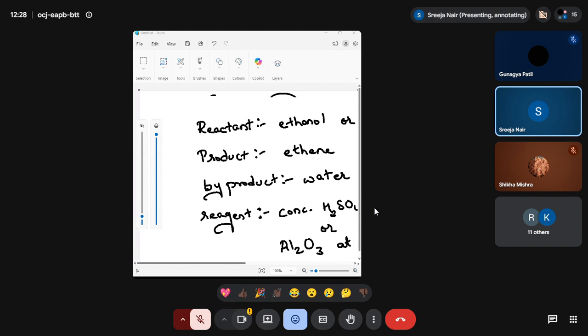I have told you, if complete combustion is happening, even in your ethanol, inside the round bottom flask, I will show you the image, I have shown you earlier, a round bottom flask has been taken and some amount of oxygen will be present. So this oxygen might react with ethanol.